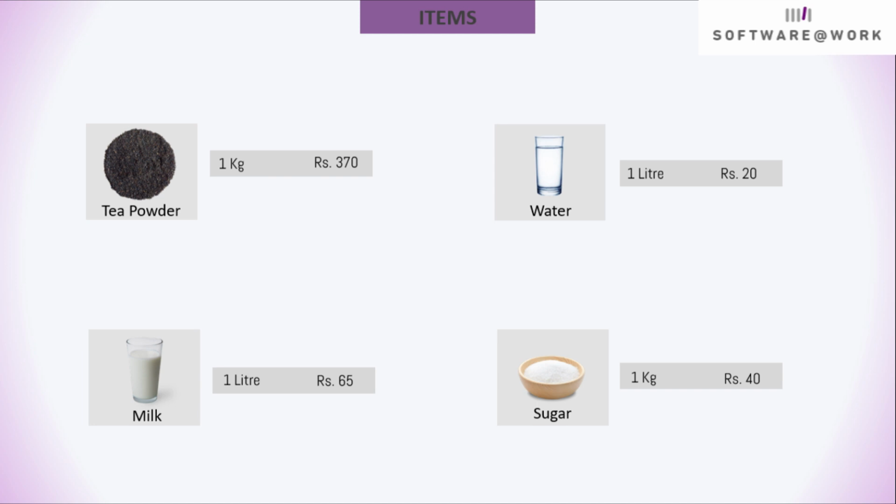These items with their corresponding purchase quantities and prices are listed on screen. In ERPNext we need to feed the same information so we can also derive the cost of preparing our finished good, that is a cup of tea.